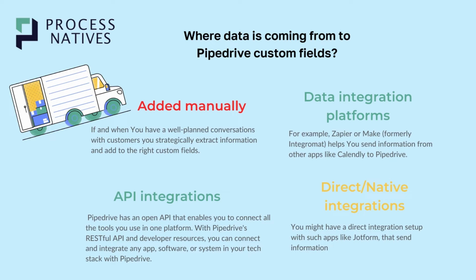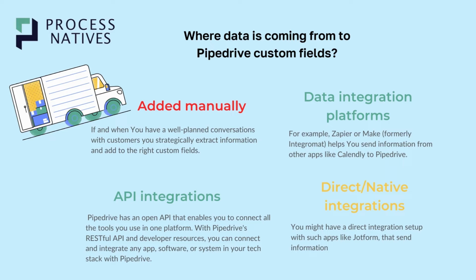Data can be added manually when your sales reps are communicating with contacts and acquire information during email exchanges or calls. Data like calendar bookings, webinars, recorded demo attendance can be automatically transferred through three options. Either data integration platforms like Zapier, API integration, or direct native integration.